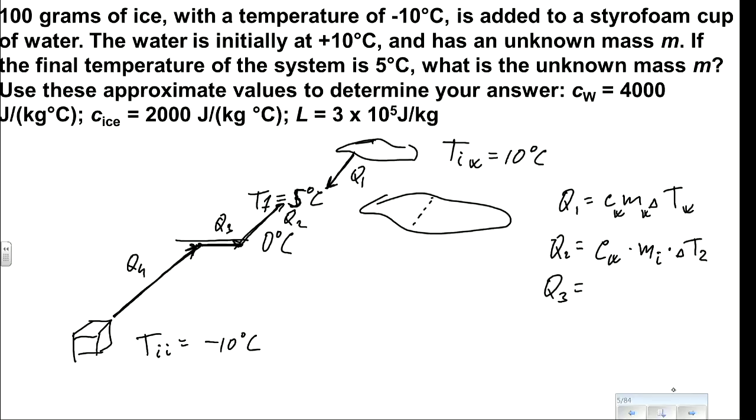Q3. What equation? Lm plus or minus? Plus. When ice melts, it absorbs the energy. So a plus L M. Which M? Ice. Q4. C of what? Ice. M of ice and delta T, let's say ice, I don't know. As long as we keep them different, that should be fine.